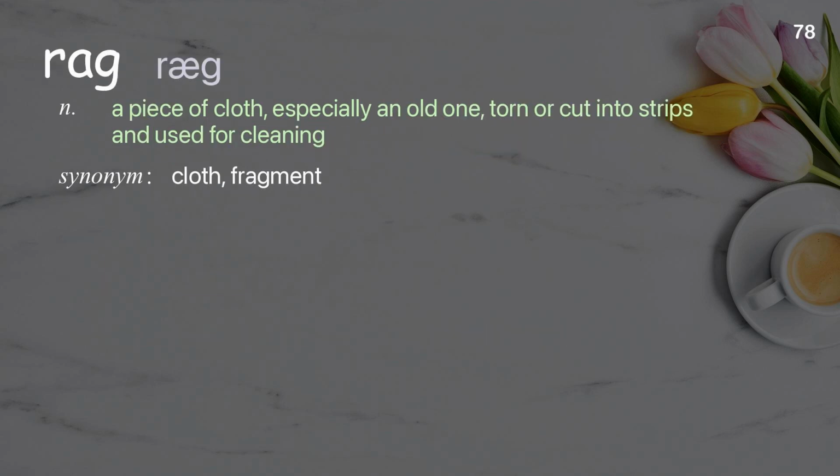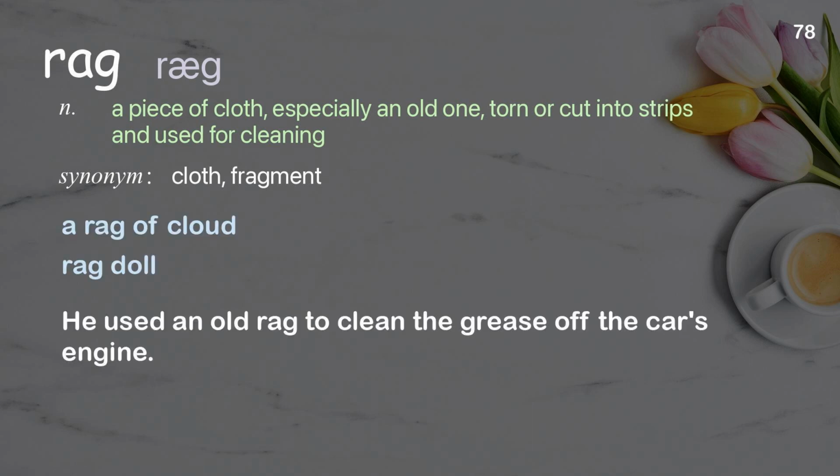Rag. A piece of cloth, especially an old one, torn or cut into strips and used for cleaning. Examples: A rag of cloud. Rag doll. He used an old rag to clean the grease off the car's engine.